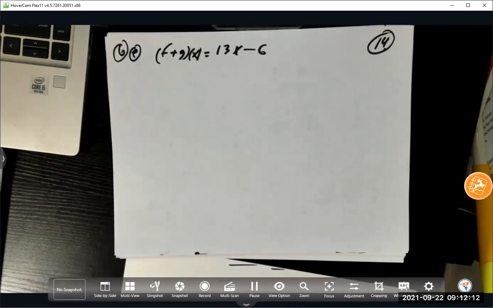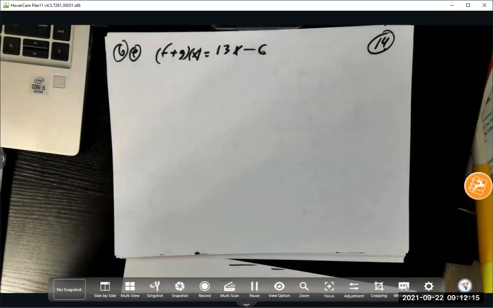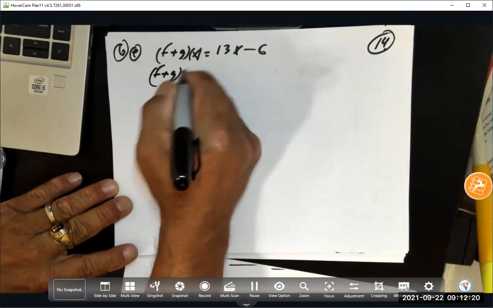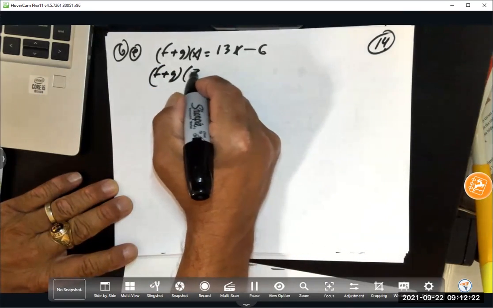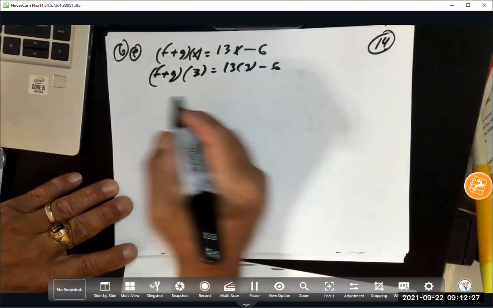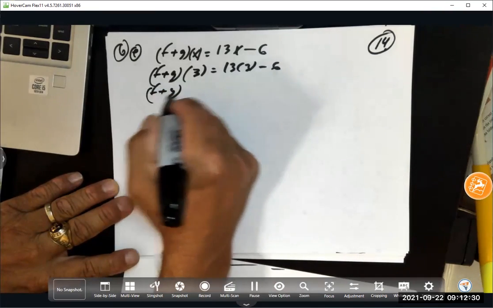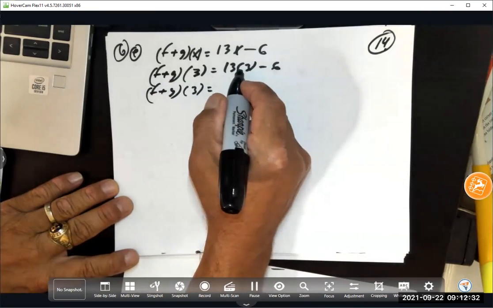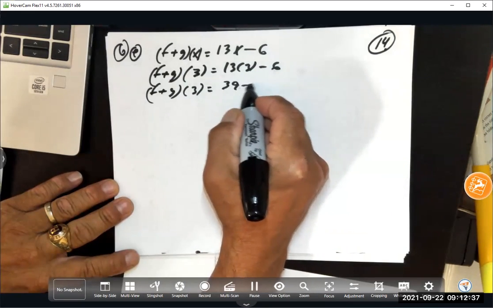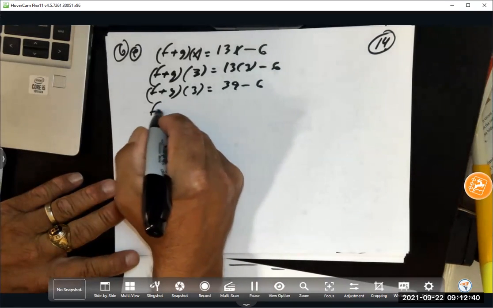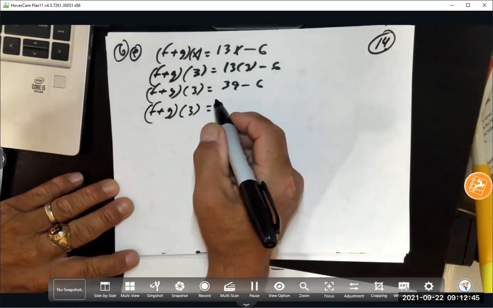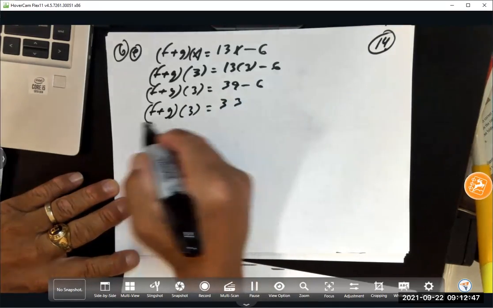13x minus 6. So now, when I did it on my math lab, it said to put a number in there. It said, what is F plus G of the number? And mine said to put a 3 in there. So 13 times 3 minus 6. So F plus G of 3. What's 3 times 13? 39. And what's 39 minus 6? 33. So that's the answer right there.